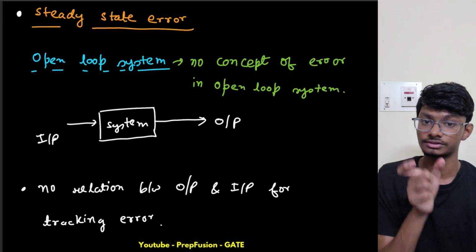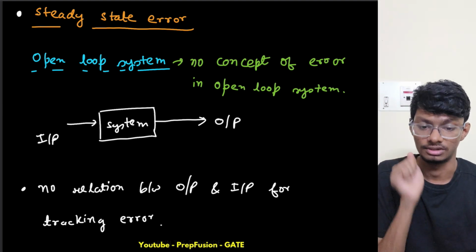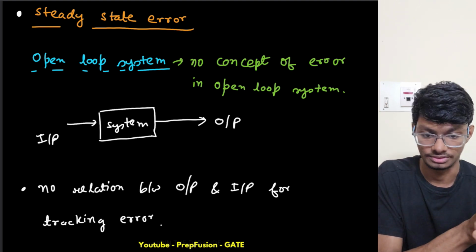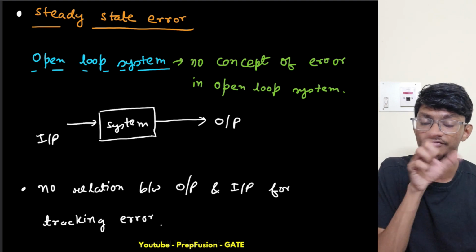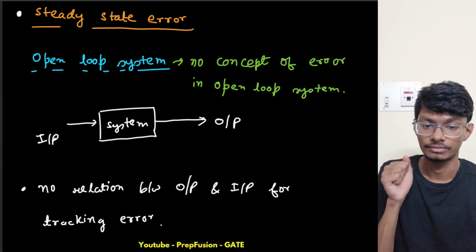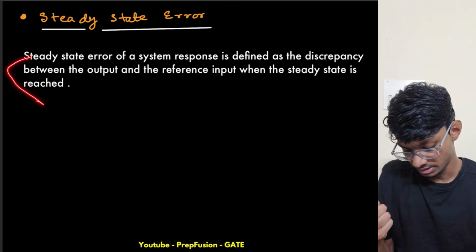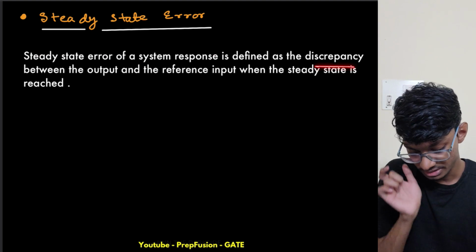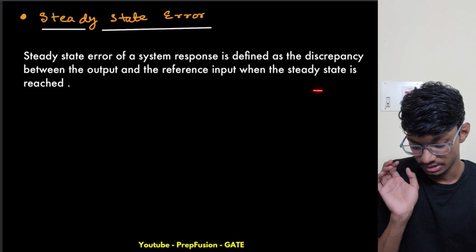So this is the first point, that for an open loop system our steady state error is not defined. Steady state error is only present for a closed loop system, as there the input and output are related and I can find the relation between input and output. So here I will come to the definition. The steady state error of a system response is defined as the discrepancy between the output and the reference input when the steady state is reached.